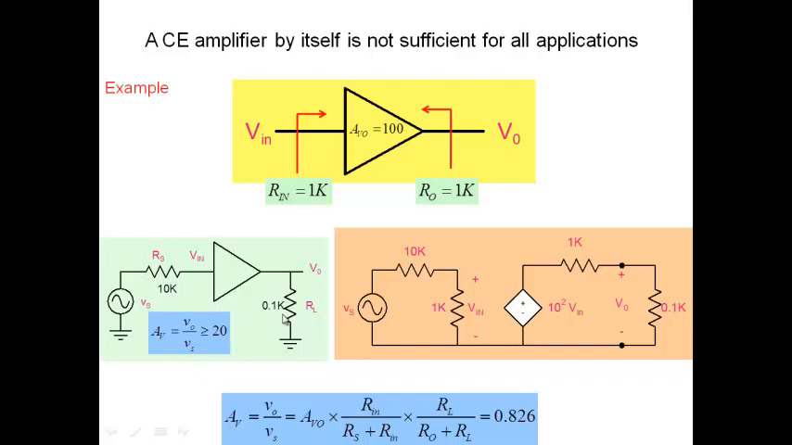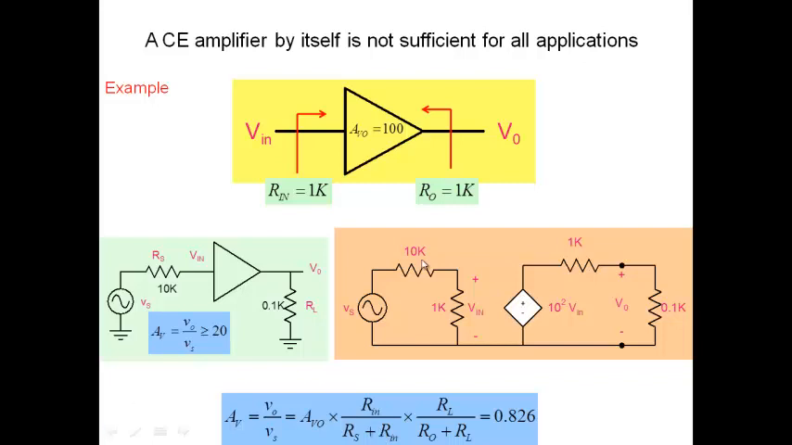Okay. So what it is pointing out is that a typical common emitter amplifier that you see here is not going to work very well if my source resistance is relatively high, or if my load resistance is relatively low. It will not be able to build up sufficient gain here.